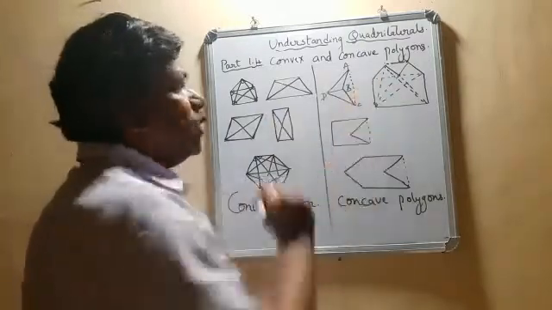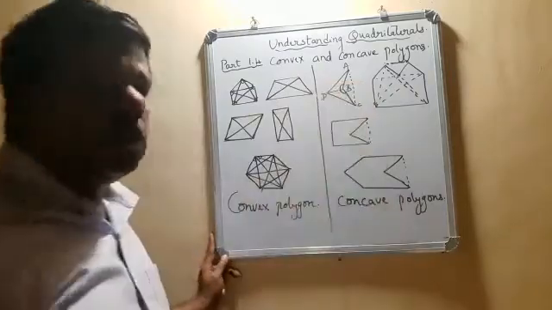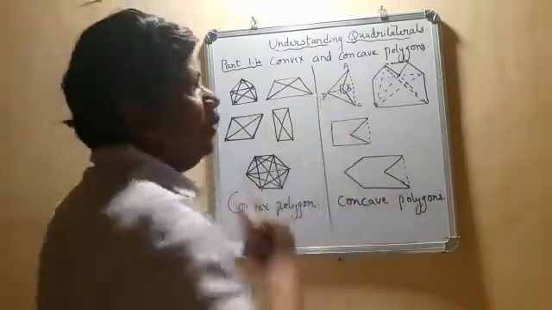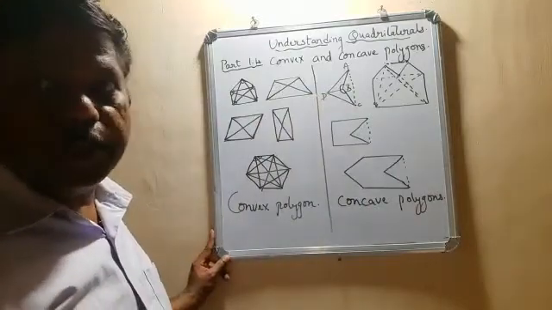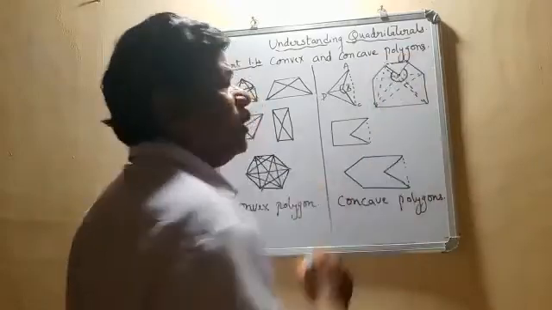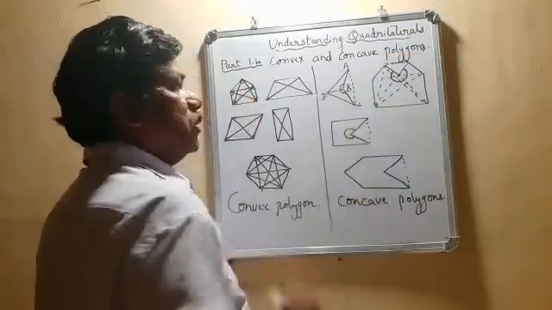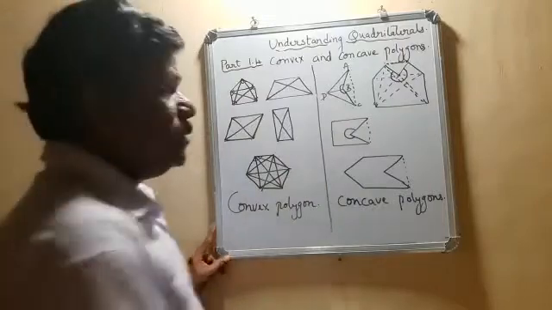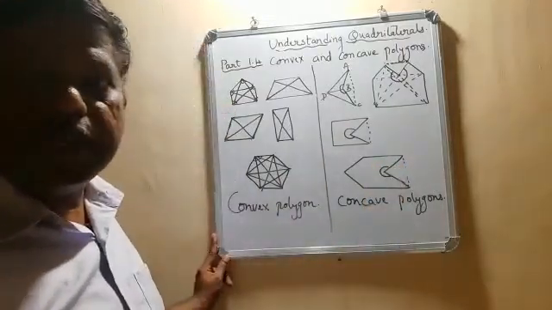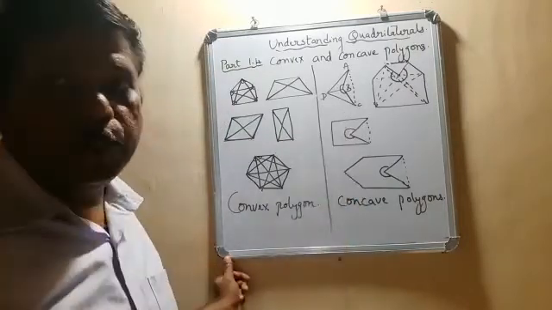So here is a concave polygon. What is this interior angle? As you can see, this interior angle is more than 180 degrees. Similarly, this interior angle is more than 180 degrees. Here also, this angle is more than 180 degrees. And here you can see that this angle is also more than 180 degrees. In those cases, we call them concave polygons.